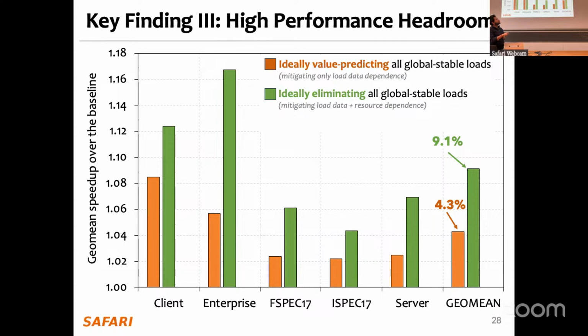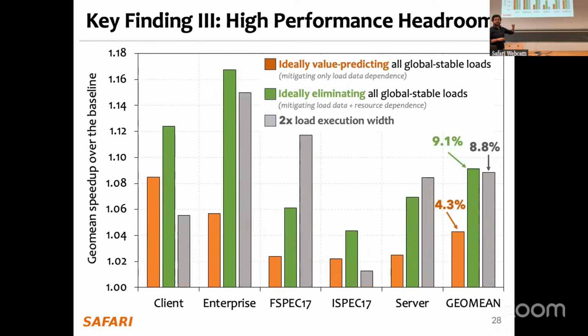Now, you might be asking: isn't 9.1% too little headroom? That's quite a genuine question. But you also need to put it into perspective that this is a very strong out-of-order processor that has been optimized over generations, probably 50 generations. To put it into a better perspective, if I simply double the number of load execution ports in this processor, whatever the baseline is, that actually gives 8.8% performance headroom. So the headroom that you're looking at by ideal elimination is literally mimicking a processor that has twice the execution capability for loads.